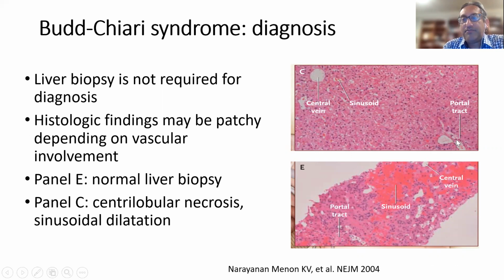This is a normal liver biopsy. You have the portal tract, a bile duct, sinusoids and the central vein. That's where the blood is coming back, so at the sinusoids and central vein is where you see a lot of injury.